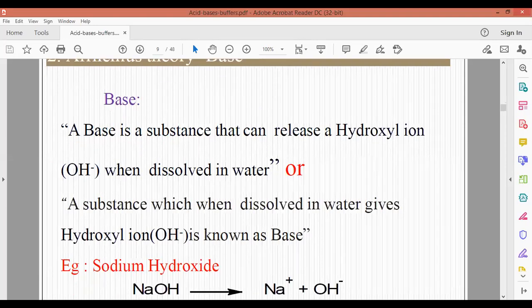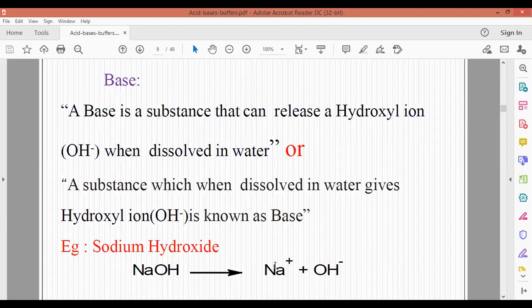See, NaOH when dissolved in water, in presence of the water. Here on the RO you put H2O, so after your NaOH dissolves in water, what happens? Releasing of the Na+ as well as the OH- ion.